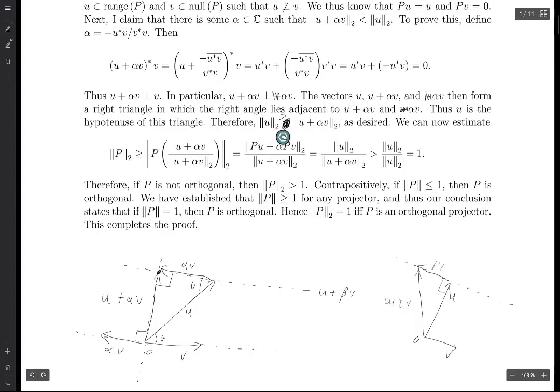And hence, we've proven both directions. Given that P is a projector, the 2 norm of P equals 1 if and only if P is an orthogonal projector. And this completes the exercise.